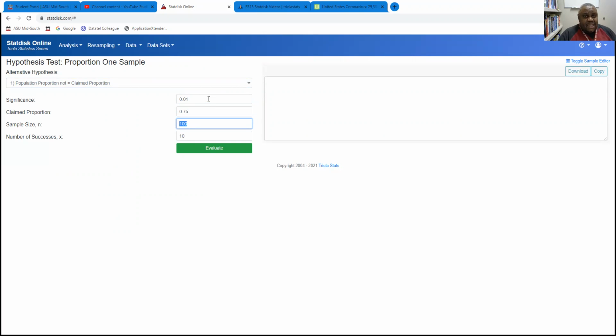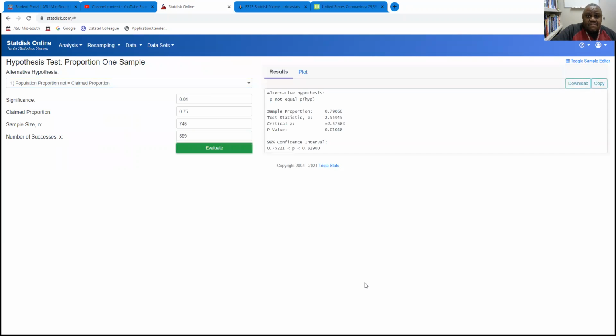Go down to sample size. If you look at it, there was a poll of 745 randomly selected adults. So that's your sample size, 745. You'll type that in. And then go down to the number of successes, where 589 said it is morally wrong to not report all income on tax returns. So you'll type in 589 for the number of successes. And then you will click the green evaluate button.